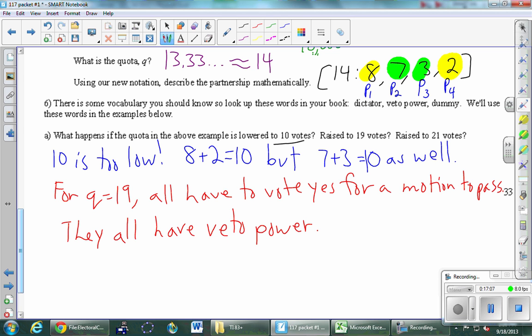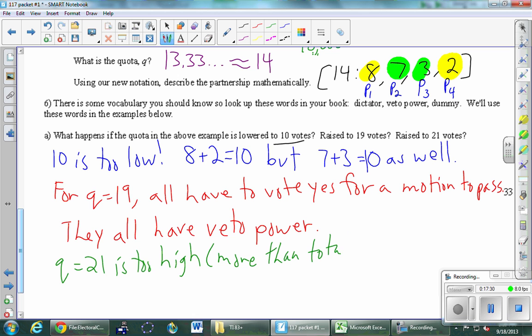Okay, what if the quota is raised to 21? Nothing will happen, right? There's only 20 votes in there. There's no way we can ever get to a total of 21, even if they're all in favor. Nothing will ever happen. So we'll say Q equals 21 is too high, since it's more than the total number of votes.